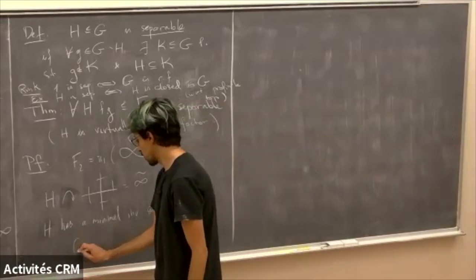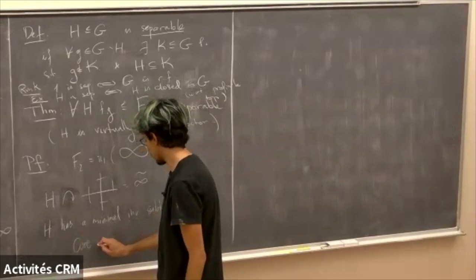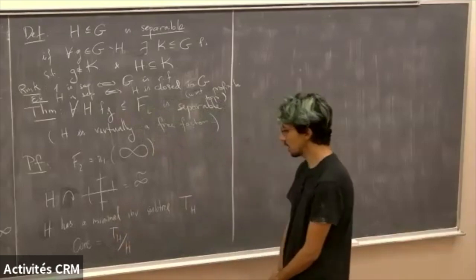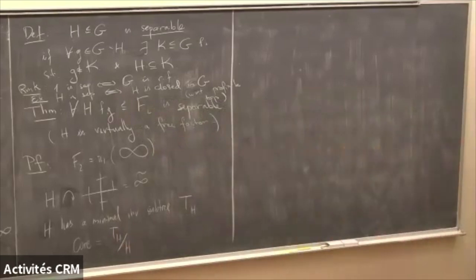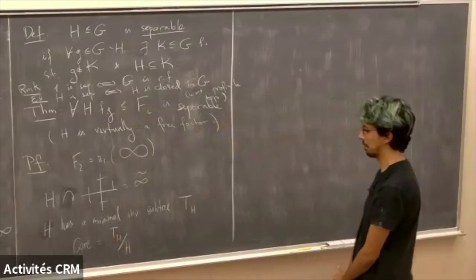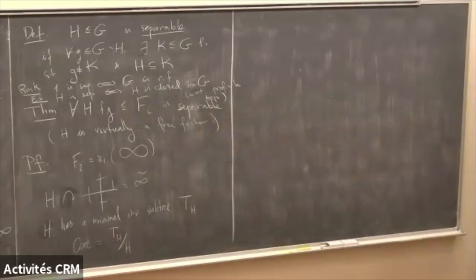Great, and what we can do is look at the core. So the core would be just take the tree of H mod H. Okay, I hope you can realize I'm lying a bit, right? That's the core after conjugation. Great.